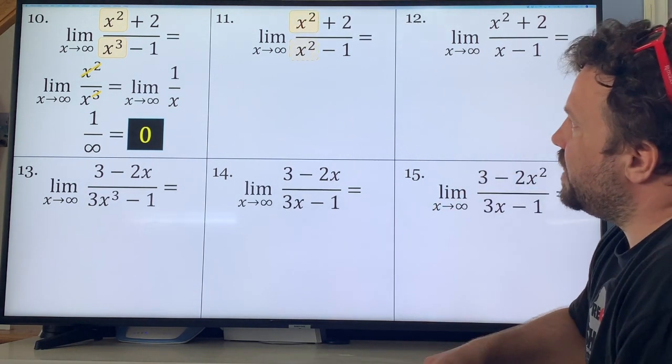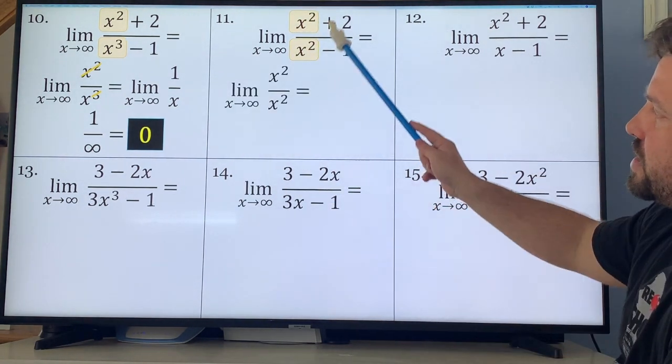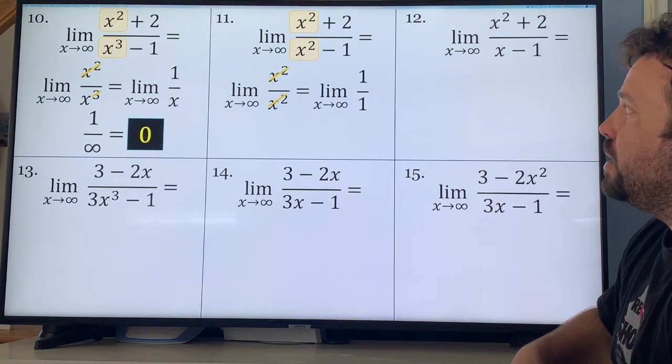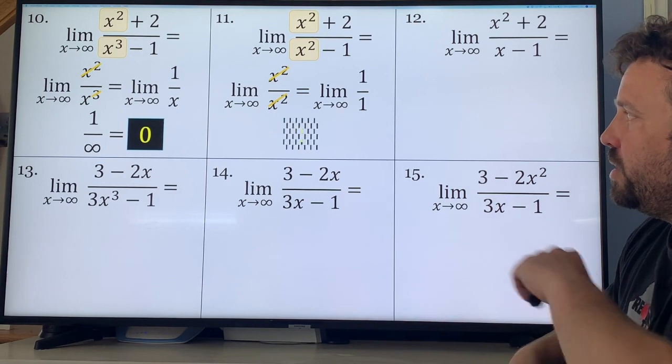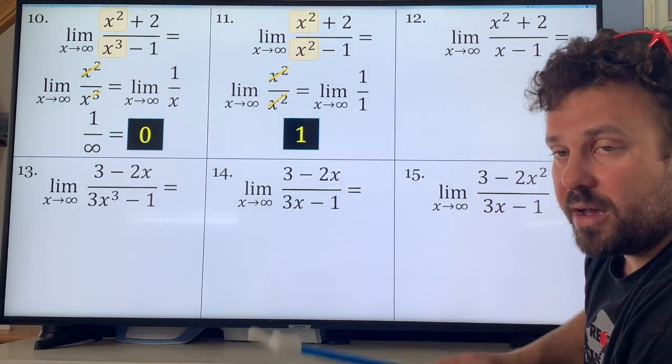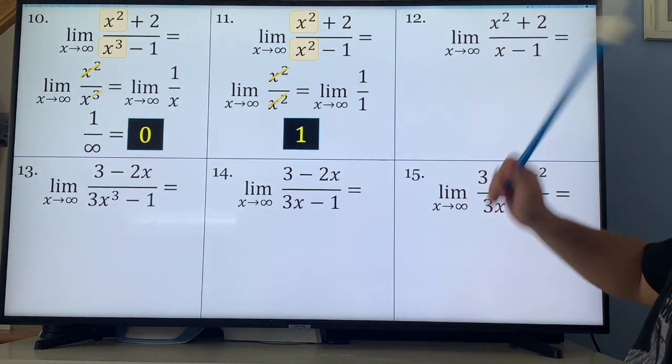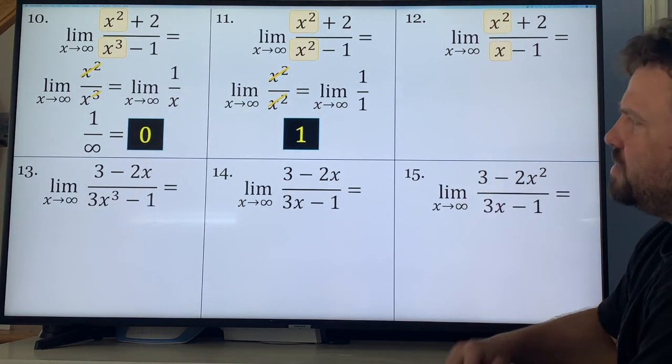Here, x squared and x squared, the two highest degree terms. These cancel out and become what? Not 0, but 1 over 1. All right? And 1 divided by 1 is 1. The limit of a constant, no matter what it approaches, is that constant. Here, you have an x squared and you have an x. These are all easy problems.